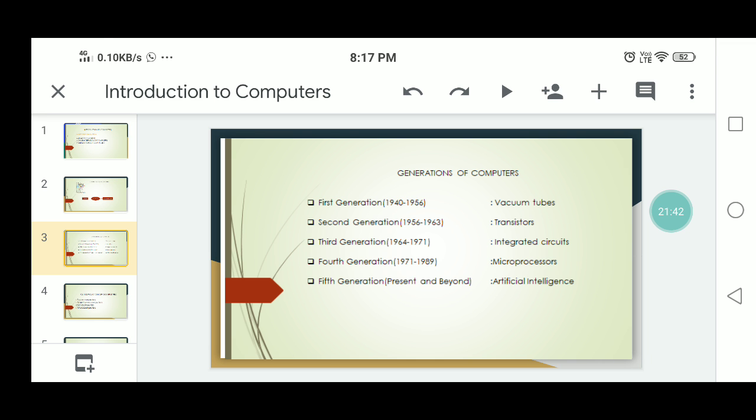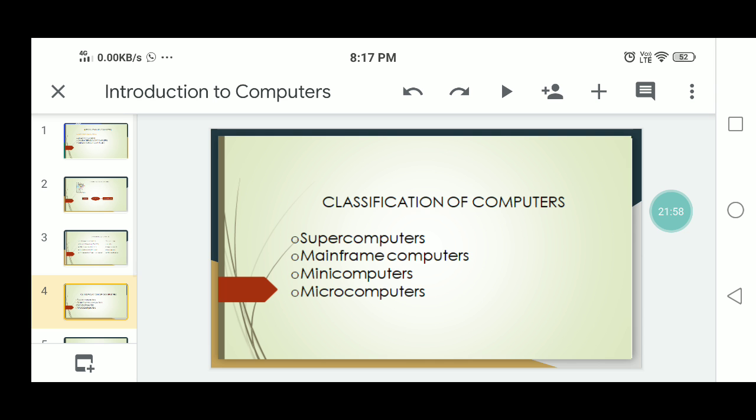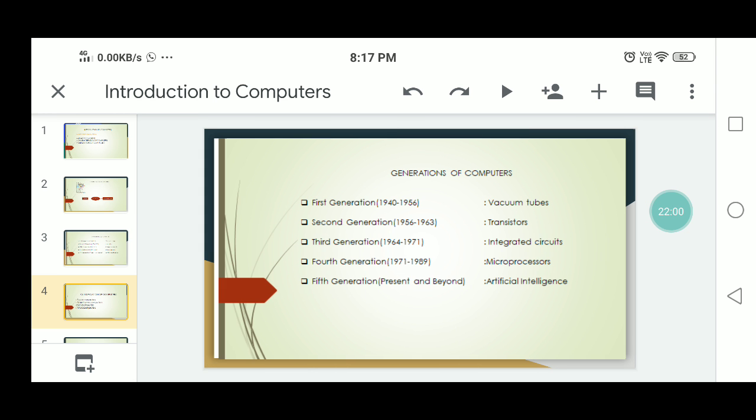Fifth generation languages are commonly known as artificial intelligence languages. These are used for AI development applications. They are called Lisp and Prolog. This is the information about generations of computers.